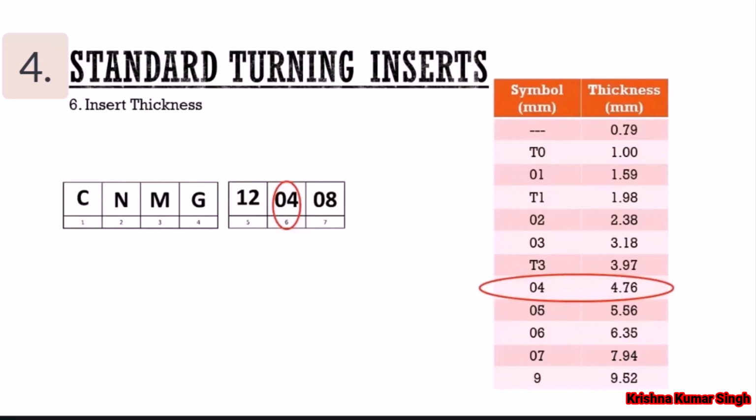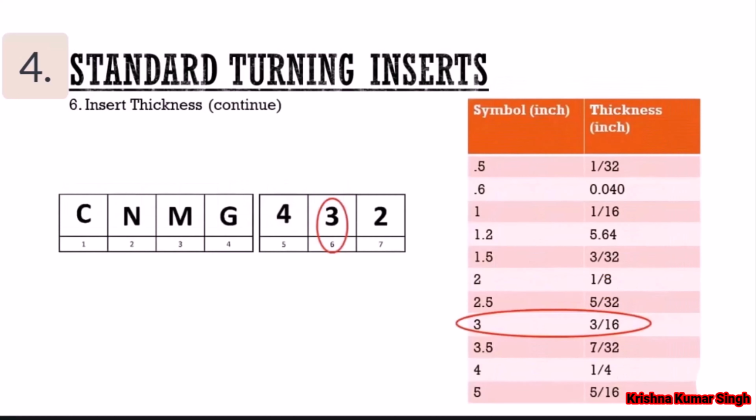The sixth component of the insert code represents the insert thickness. This table shows the insert thickness in millimeters and its corresponding symbol. For example, the insert code CNMG 12 04 08 represents an insert in millimeters with a thickness symbol of 04, meaning the insert has a nominal thickness of 4.76 millimeters. Similarly, for an inch-based insert, such as CNMG 432, the thickness symbol 3 corresponds to a nominal thickness of 3/16 of an inch. The seventh component of the insert code represents the corner radius.